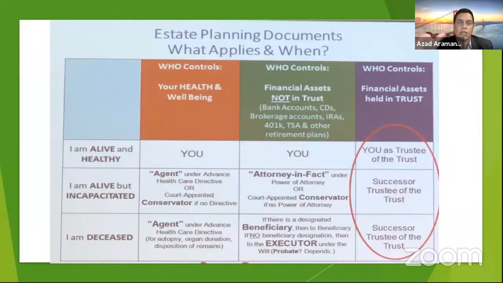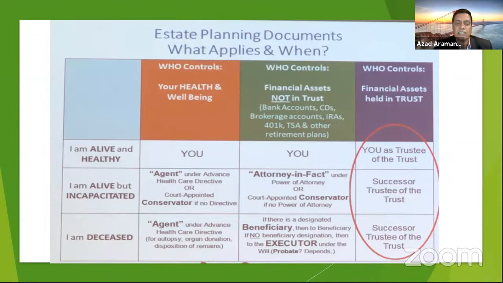Now, I'm gone, then what happens? Who controls health and well-being? There's nothing more, except the agent under the advance directive. But who controls financial assets not in trust? If there is a designated beneficiary, whether your kids or a charitable organization or whoever that is, they get the assets as beneficiary.